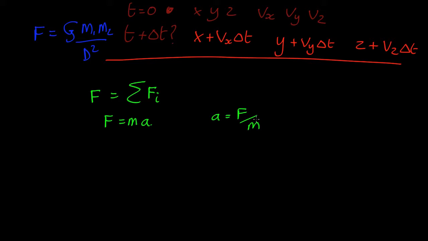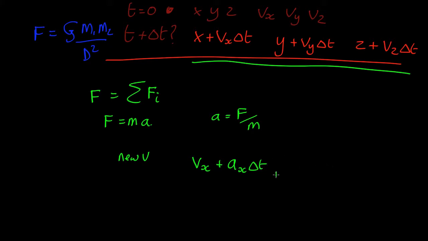So as we know the acceleration, we already know how to work out the new position. We can also work out the new velocity. The new velocity in x is going to be the old velocity in x plus the x component of the acceleration times delta t. The new velocity in y is going to be the old velocity in y plus the y component of the acceleration times delta t, and so on for z.